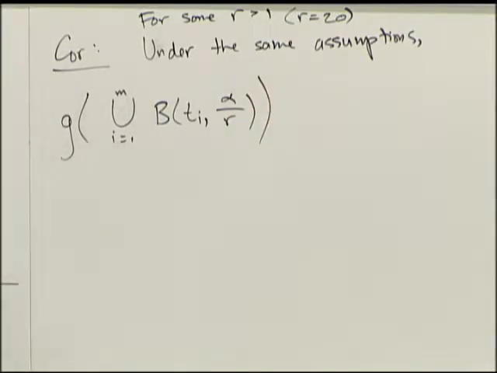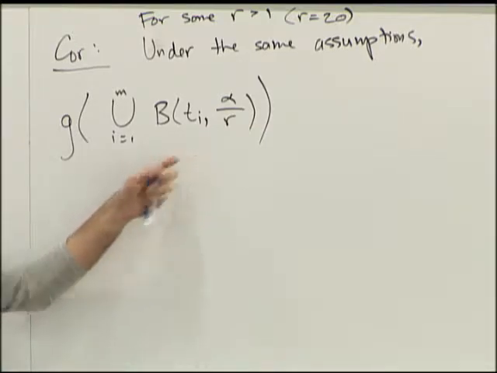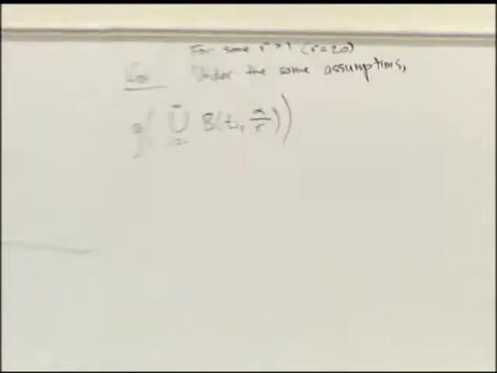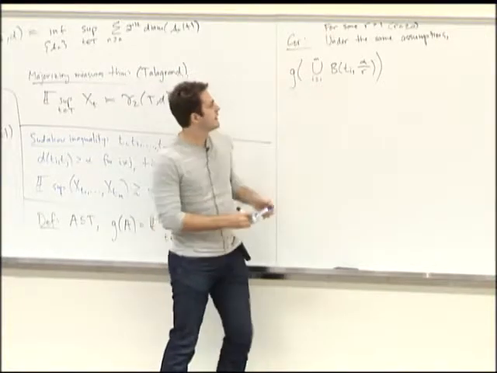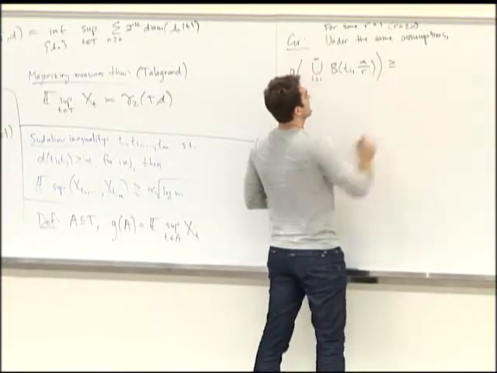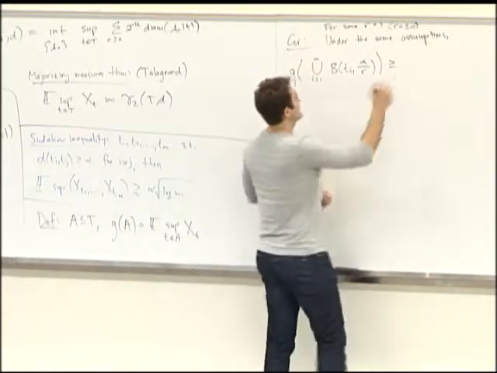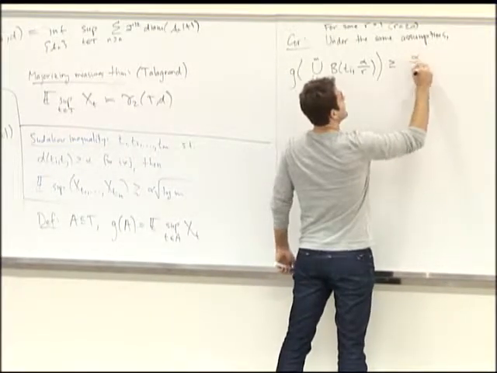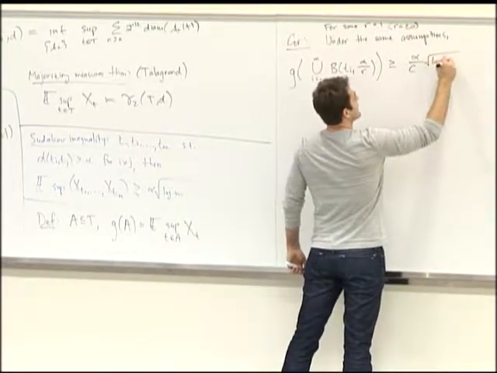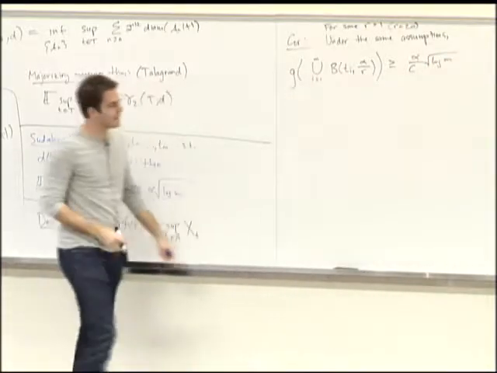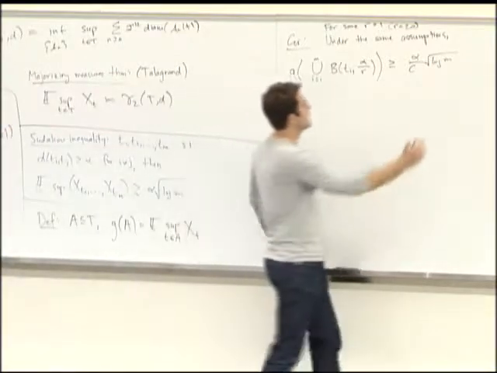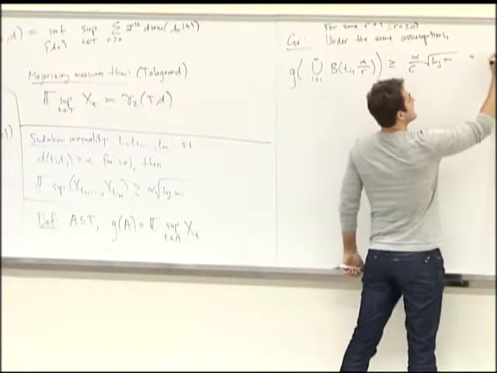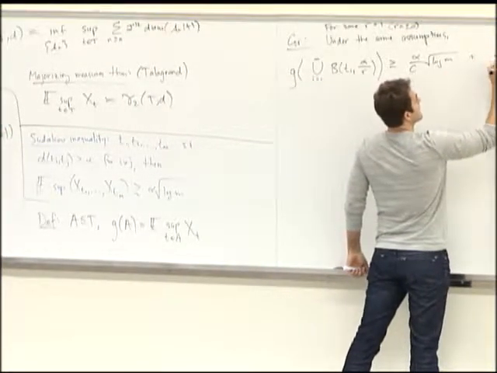So the claim is that if we look at the expected supremum of not just the points t1 up to tm, but small balls around the points, I'll draw a picture in a second, then we can actually get something slightly better. What we can get is this alpha over square root log m, where C is some universal constant. Whenever I write C, it's a universal constant. I claim we can get this plus something a little bit more.